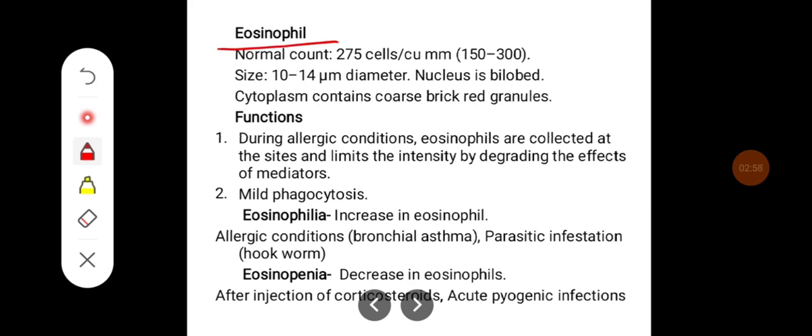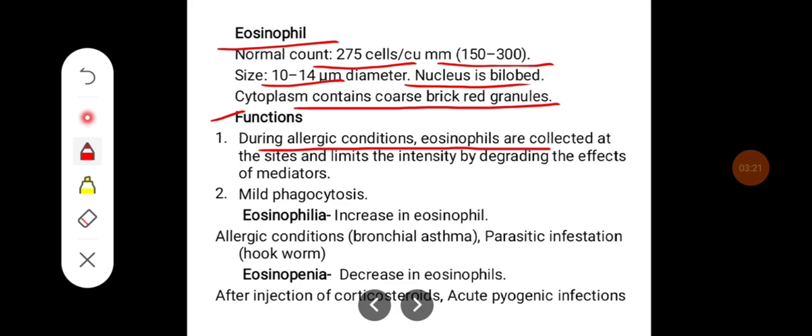Eosinophil normal count is around 275 cells per cubic millimeter of blood. It can range between 150 to 300. Size is around 10 to 14 micrometer in diameter. It is slightly larger than a neutrophil. Nucleus is bilobed. Cytoplasm contains coarse brick red granules. Some of the functions of eosinophil are: during allergic conditions, eosinophils are collected at the site and limit the intensity of inflammation by degrading the effects of inflammatory mediators. It also leads to mild phagocytosis.